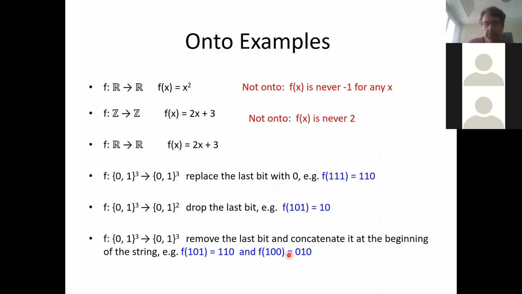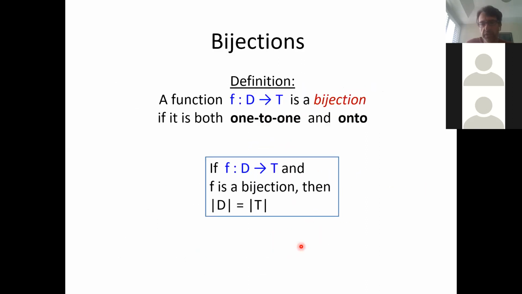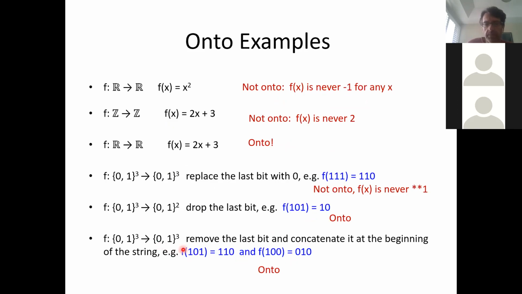Here is an example of an invertible function, this one. This function is both onto and one-to-one, a bijection, because it's invertible: I can invert this operation. I can take this first bit and move it back to where it came from and get back the string uniquely. So this is an example of an invertible function. This is also an invertible function, and so on and so forth.